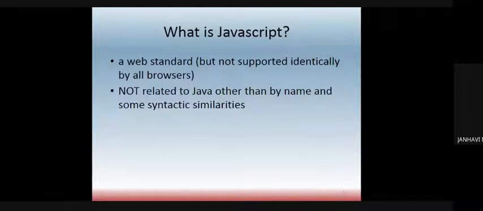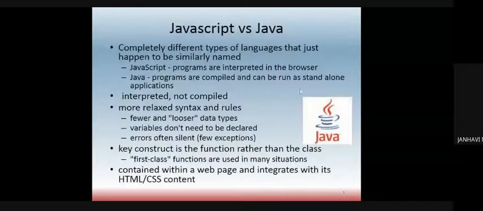Other than the name, they do not have a relation where they do exactly the same thing. Java is different from JavaScript. It is not related to Java other than by the name and some syntactic similarities present in the language. JavaScript and Java are completely different types of languages that just happen to be similarly named. They do not have the same programming concepts. Some of the syntax may be the same, but they are not the same languages.